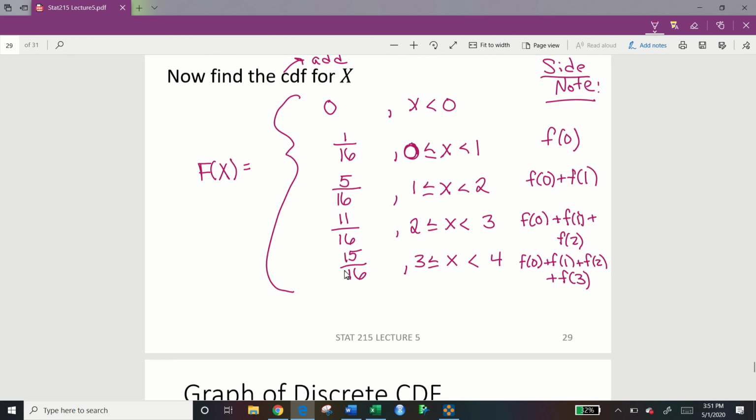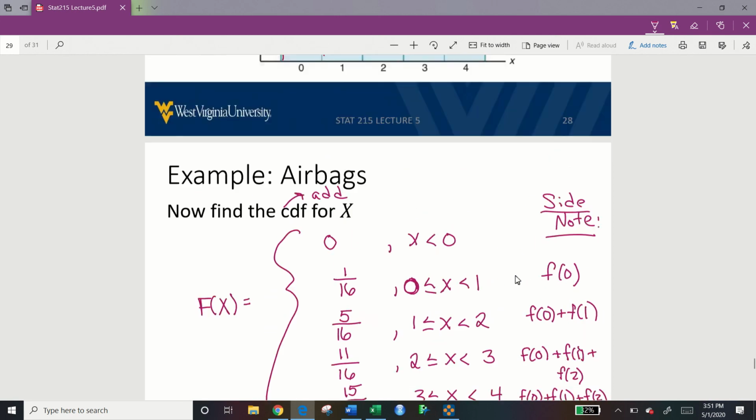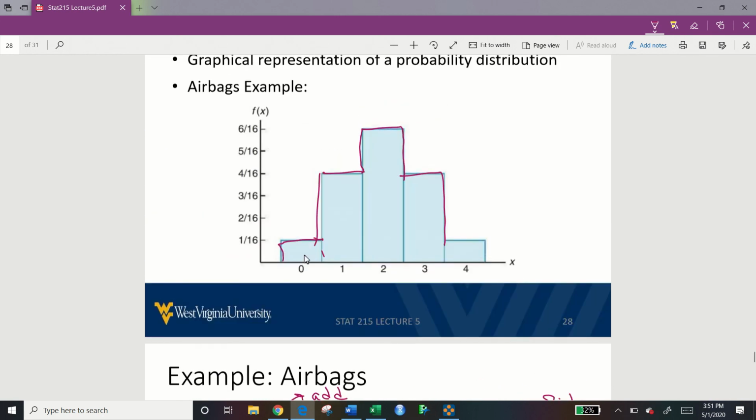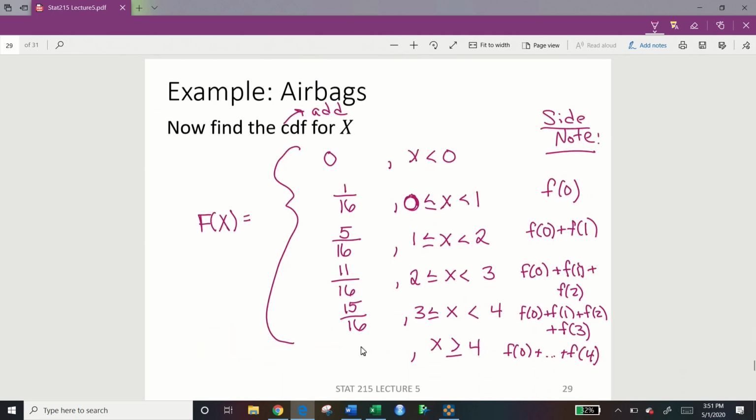Now last but not least, we are going to have x greater than or equal to 4. And for this, it's going to be f of 0 plus f of 1 plus f of 2 all the way to f of 4. And if we add up our whole distribution, it should equal 16 out of 16 or 1. Hopefully that is not too bad and you remember how to add your fractions up.